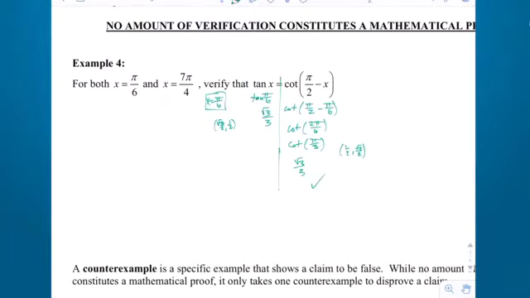Now, I'm not going to do it for 7 pi 4ths, but it would be done very similarly. And it does work. It does work, okay?